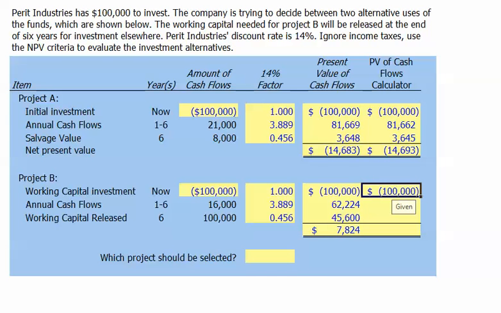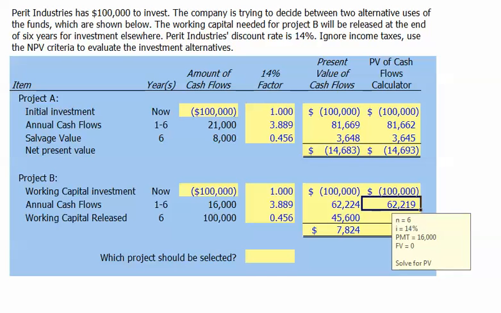The annual cash flows have a present value of $62,219. We'll enter 6 for the number of periods, 14 for our interest rate, the payment or our annuity field will be $16,000 a year, and we'll enter 0 for our future value. And we'll solve for our present value and get $62,219.